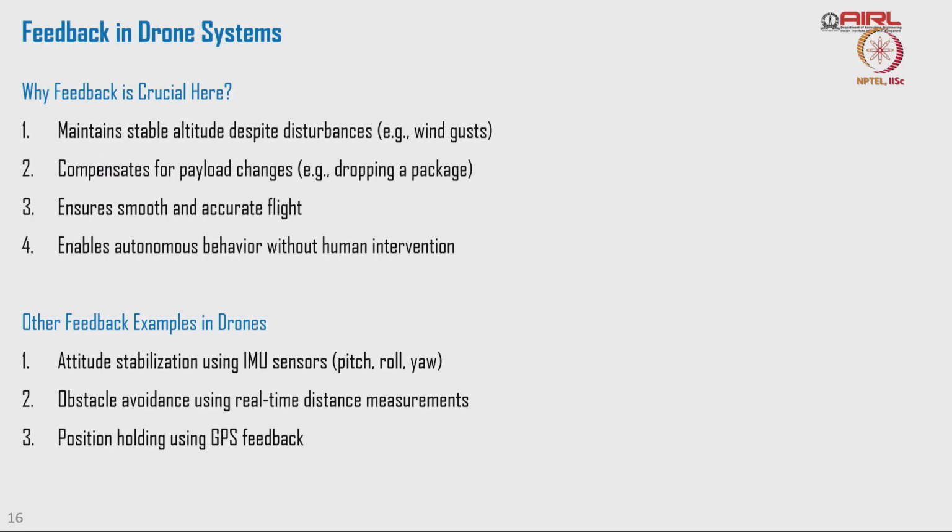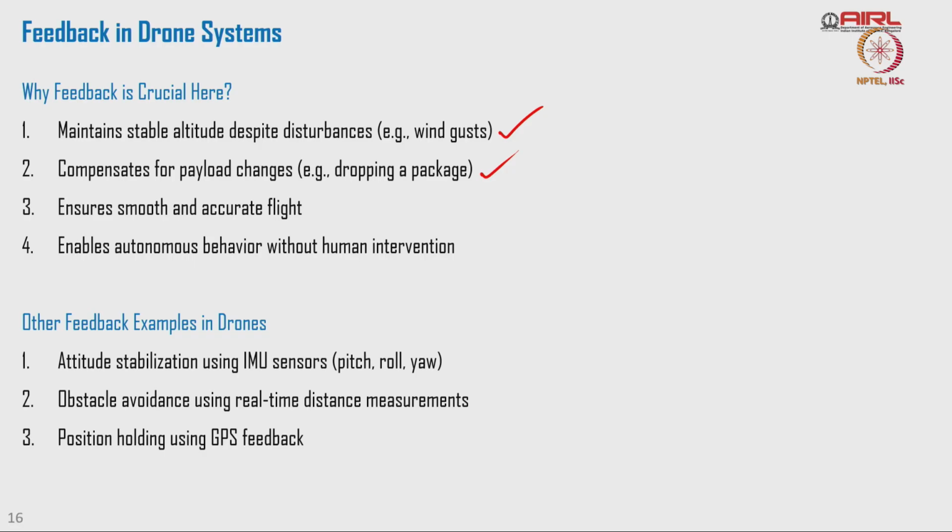Okay. So, why is feedback crucial? I have already told in previous slides that it maintains stable altitude in spite of disturbances like wind gusts and all. It compensates for payload changes. Just assume that there are multiple payloads carried by the drone, you drop one, then there will be some change in the weight distribution. So, once the payload changes, the dynamics of the system will also change.